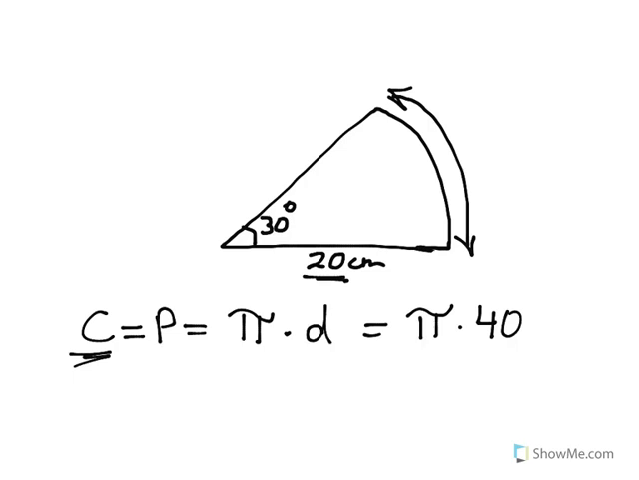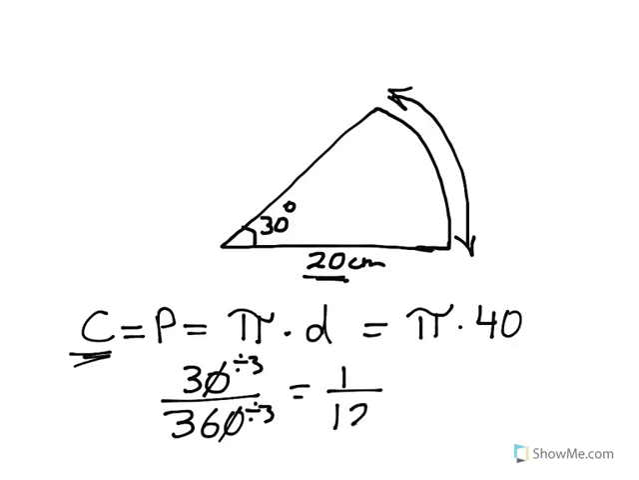So the whole circle would be pi times 40, but I'm not using the whole circle, I'm using a fraction of it. How much am I using? Well, I'm using 30 degrees out of how many degrees in a whole circle? 360. Okay, and what is that? Divide top and bottom by 3, cancel the zeros. So I'm using 1/12.